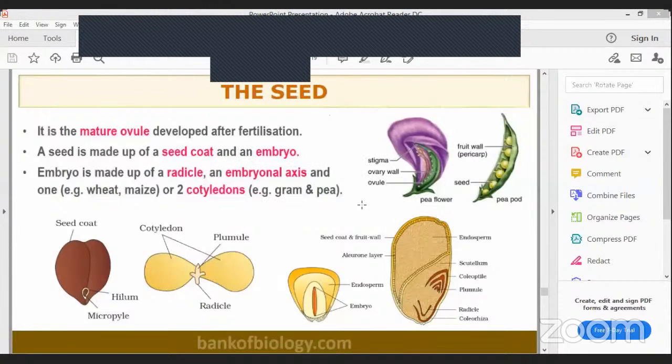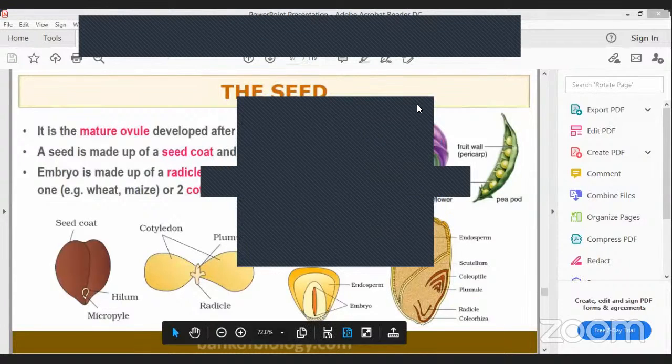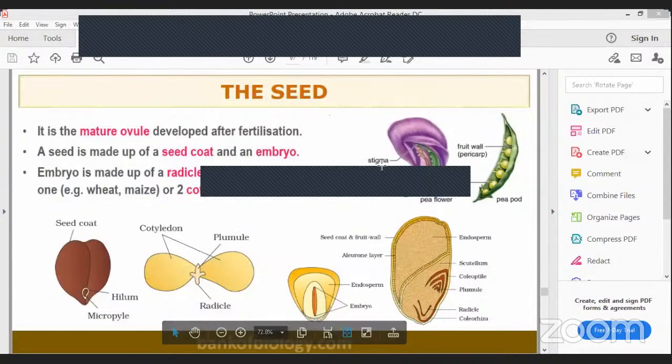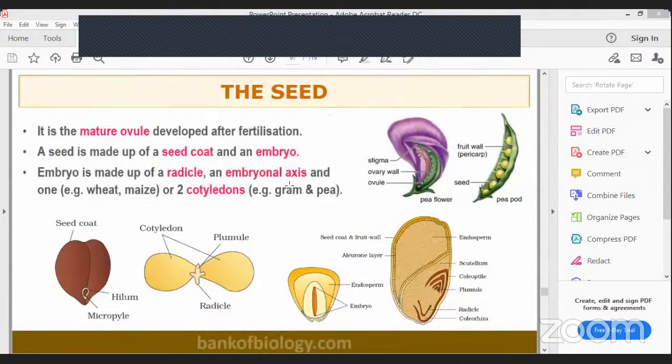The seed is made out of a seed coat and an embryo. So the embryo is made out of a radicle, embryonal axis, and two cotyledons, like gram and pea. So please take down.